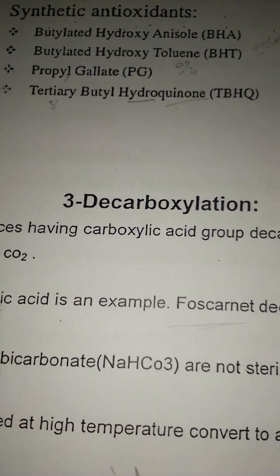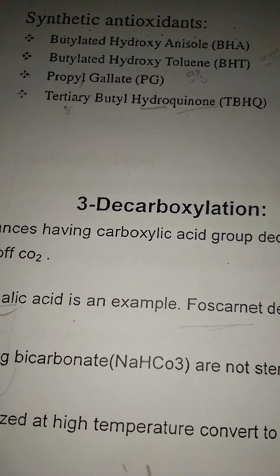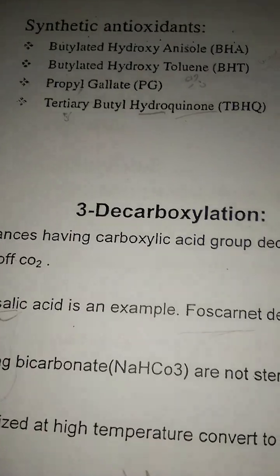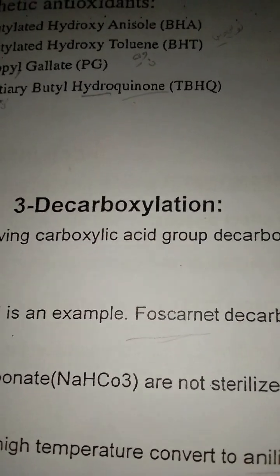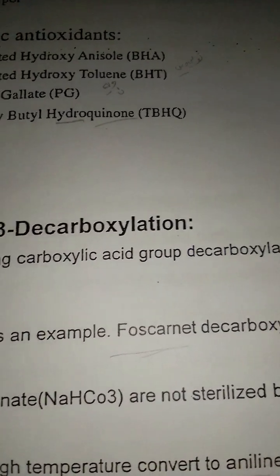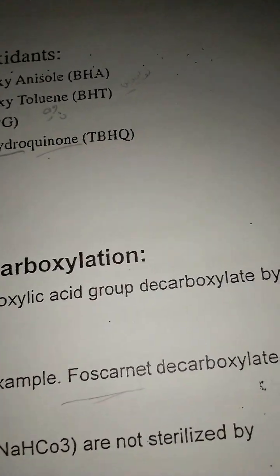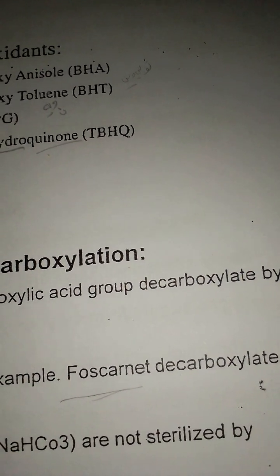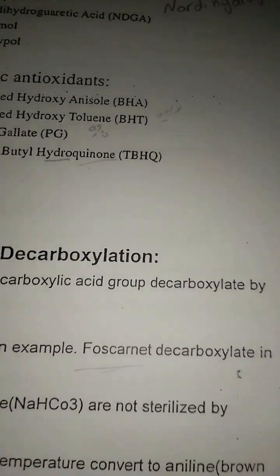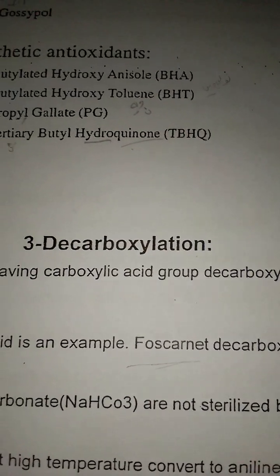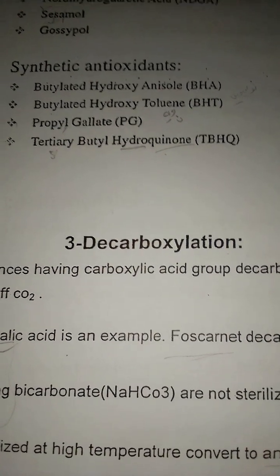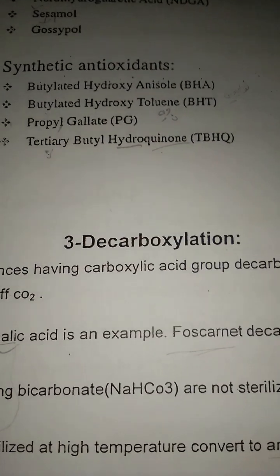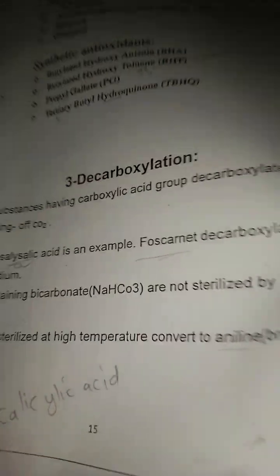Decarboxylation: substances having a carboxylic acid group decarboxylate by giving off CO2. 4-aminosalicylic acid is an example; it decarboxylates in acidic medium. Drugs containing bicarbonate, NaHCO3, are not sterilized by autoclave. Procaine, if sterilized at high temperature, converts to aniline, brown in color.